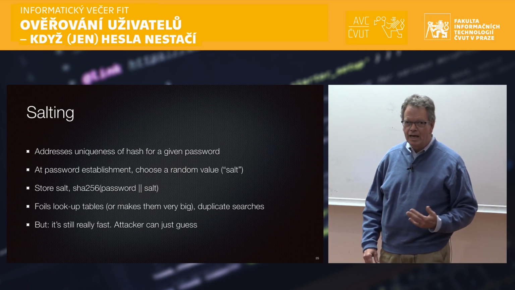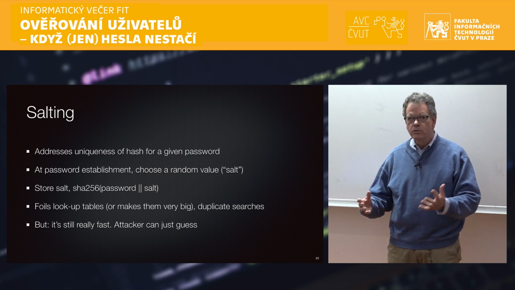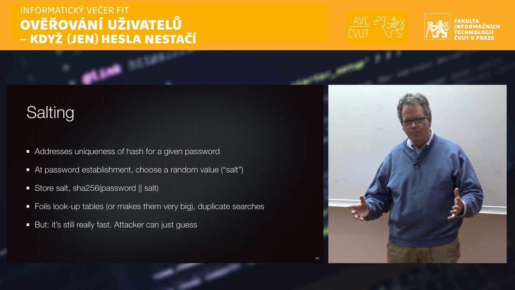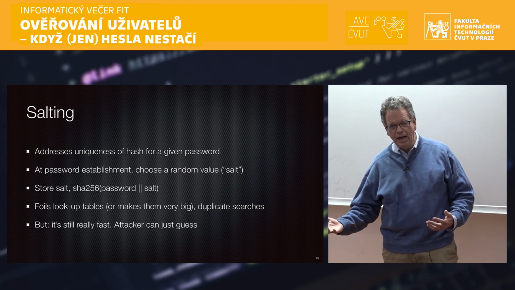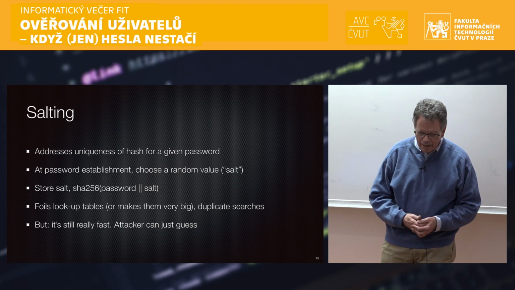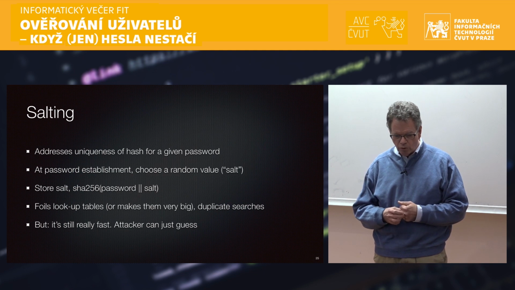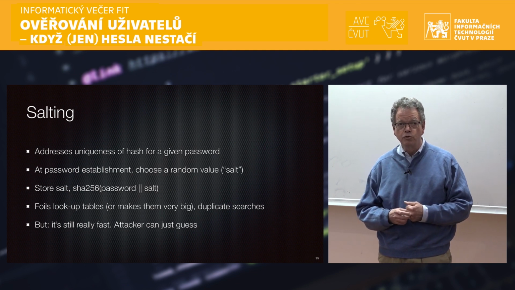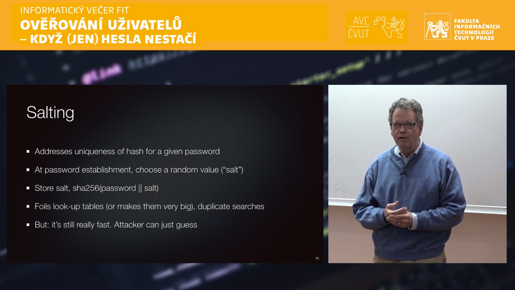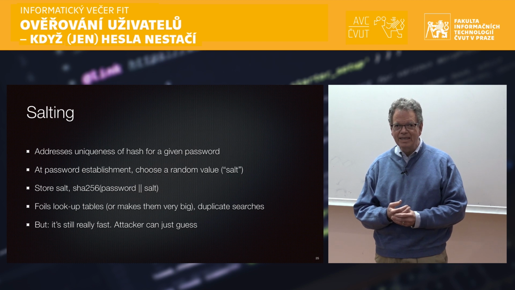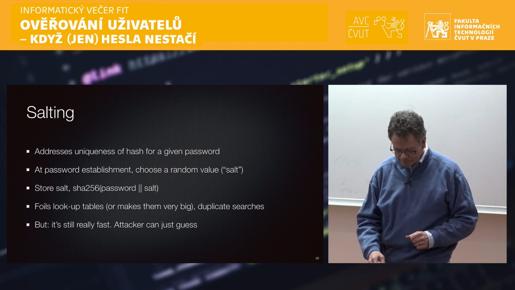So the way that you deal with that is with something called salting, where you add a random value to the password and hash that combination, and then you store both the random value and the hash. That basically foils lookup tables or searches for duplicates. But the attackers have access to lots of hardware, and they can guess really fast. So we're slowing them down some here, but not enough.